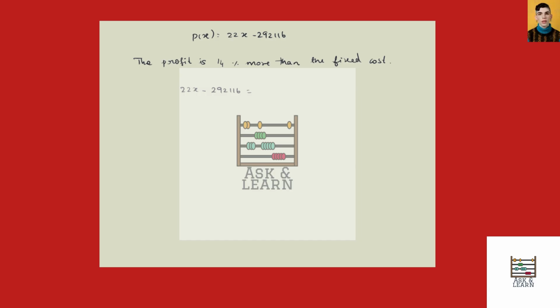Therefore, it can be written as 292,116, which is the fixed cost, plus 14% of the fixed cost, which is 14% of 292,116. Now we can write it as 22x minus 292,116 equal to, by simplifying this, 292,116 plus 14%, which is 0.14 of 292,116. Then we will get 22x equals 292,116 plus 0.14 into 292,116.